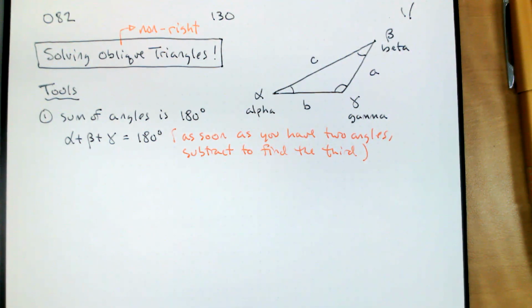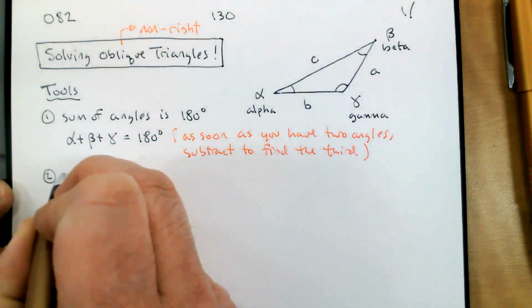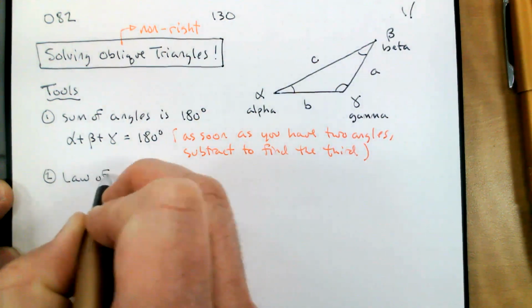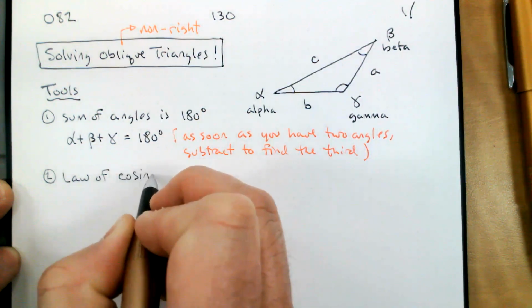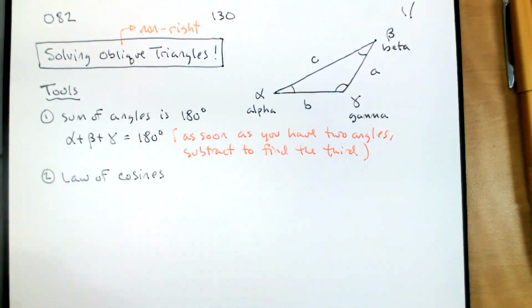We have the sum of the angles is 180 degrees. Our other tool for solving oblique triangles is the law of cosines, which is our generalized Pythagorean theorem.